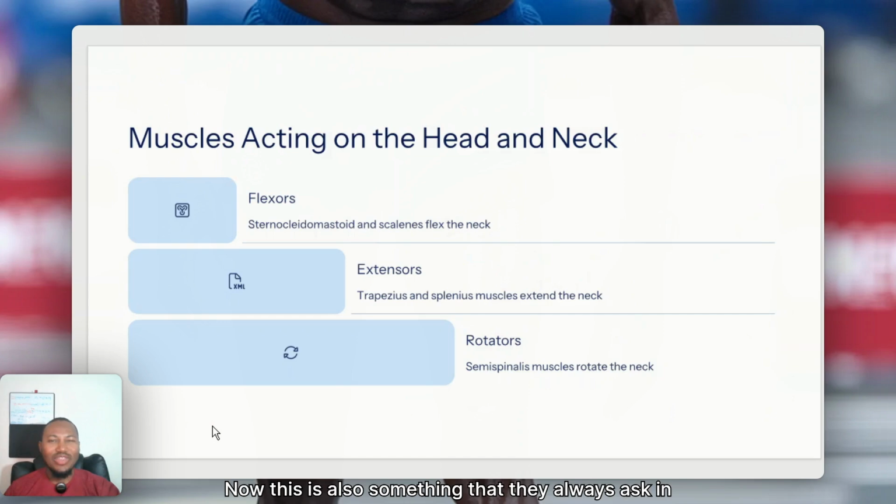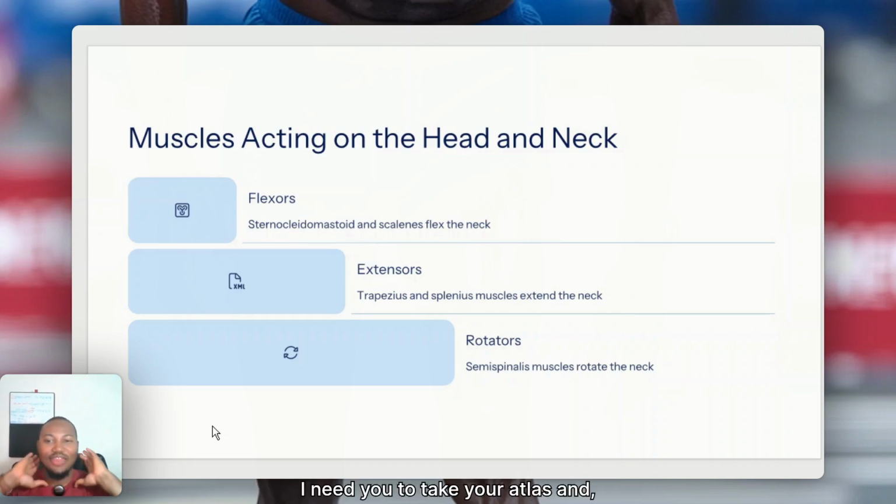Now, this is also something that they're always asking in your board exams, especially NCLEX, and also in your college exams. They want to know muscles acting on the head and neck. All right? We have the flexors, we have the extensors, and we have the rotators. So remember that sternocleidomastoid and scalene flex the neck. So if you ask, what flexes the neck? Sternocleidomastoid, scalene. Extensors, you're talking about trapezius and splenius. Rotators, you are talking about semispinalis. Please bear in mind, this is exactly how it works on the neck.